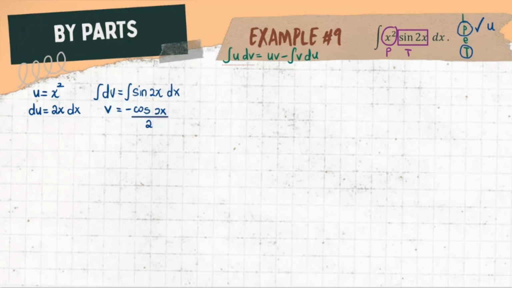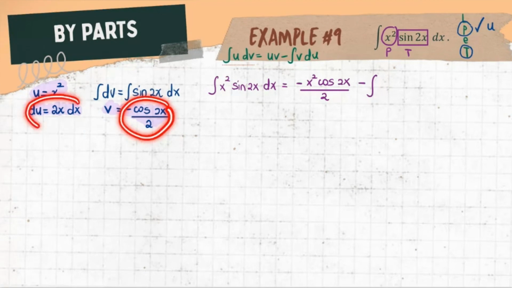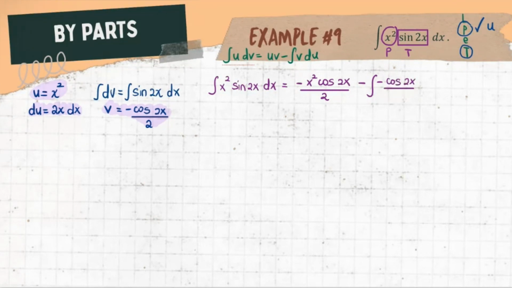So here, the integration of x square sine of 2x dx will be, so uv, tadi kita nak mana? U, v dan juga du. So ini je yang kita mahukan. So uv adalah, ini dua u darabkan dengan v. So I write as negative x square cos of 2x over 2 minus integrate v du. Okay. Negative cos of 2x over 2 multiply by 2x dx.